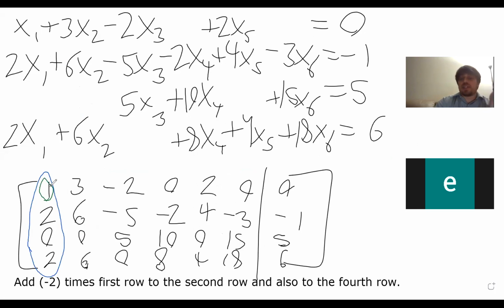Now, if it's not a 1, you multiply the row by 1 over the value of that entry, and then you get it to be a 1. It's already a 1, so you don't have to get it to be a 1. Now add suitable multiples of this row to the bottom rows so that all the entries below it are 0. The entries that are non-zero are this 2 and this 2.